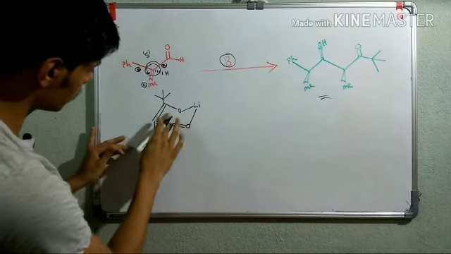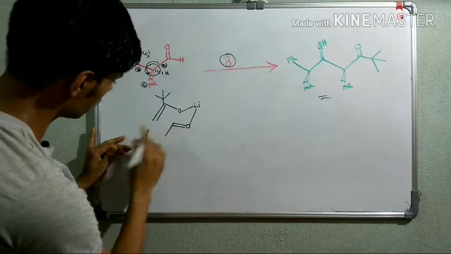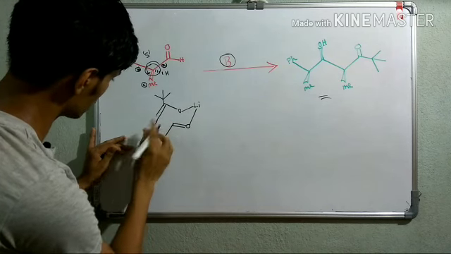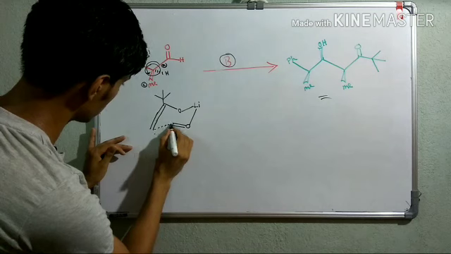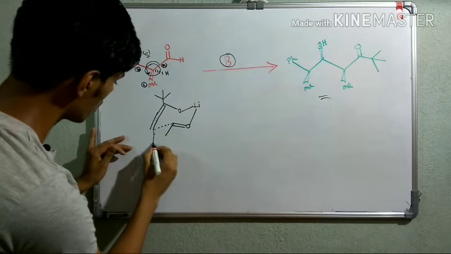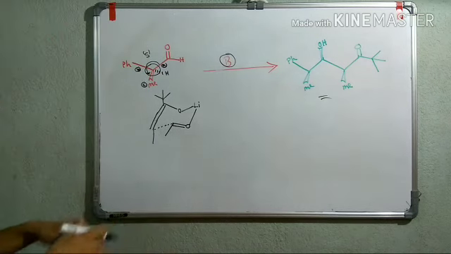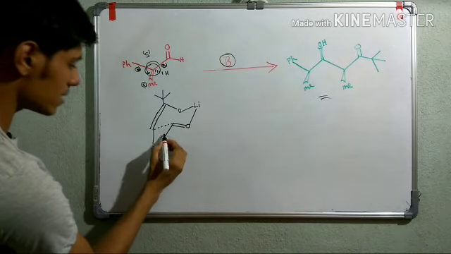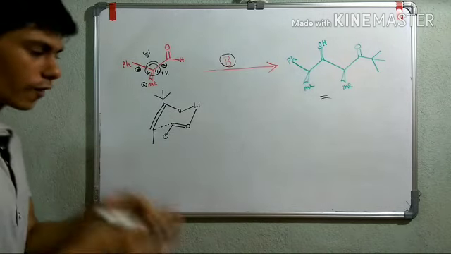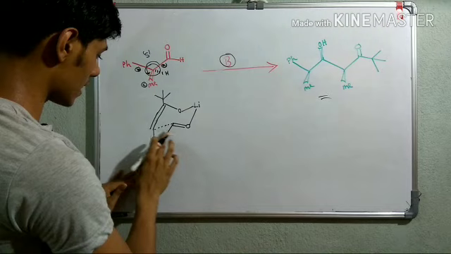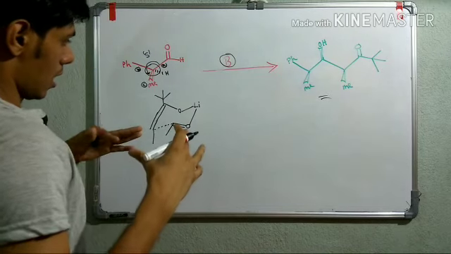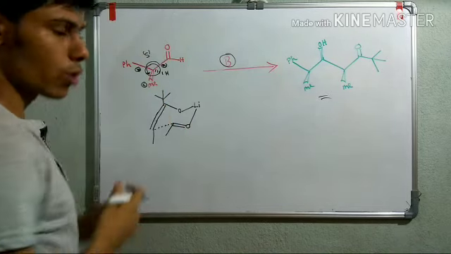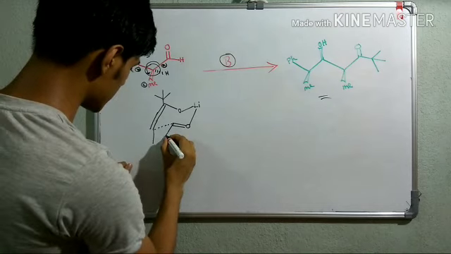So basically it will look like this. Okay, so I can draw it like this. Now it looks like a chair form. So this is how it will look. Now this stereocenter you have to draw very carefully. So in this case you can see this has S configuration.